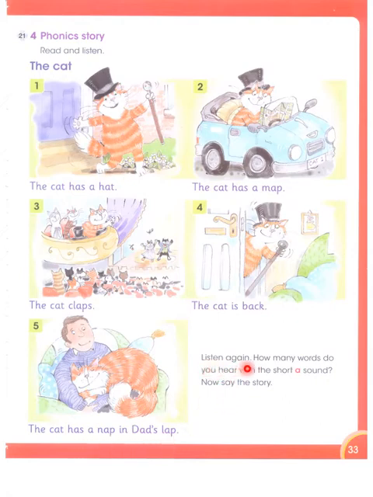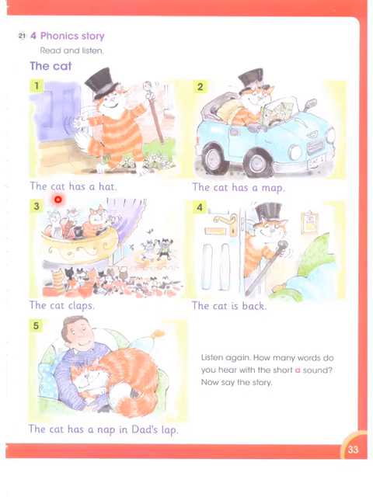Now you listen again. How many words do you hear with the short A sound? Now say the story. The cat has a hat. The cat has a map. The cat claps. The cat is back. The cat has a nap in dad's lap.